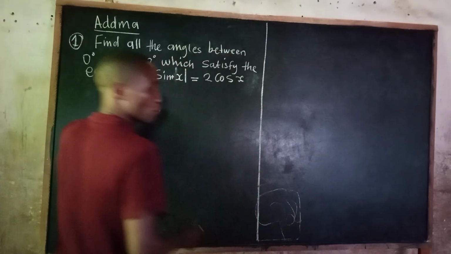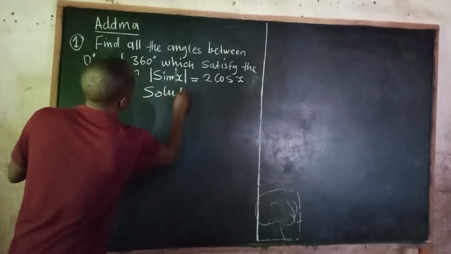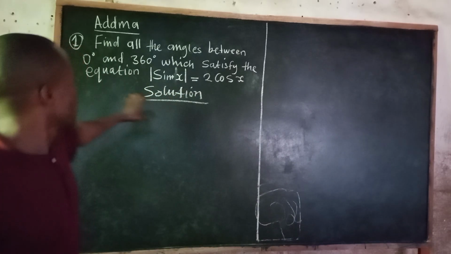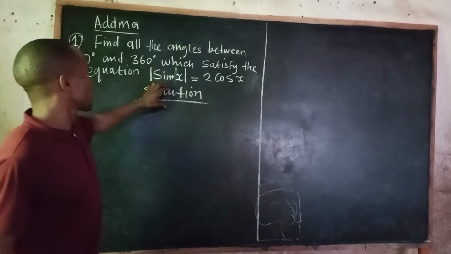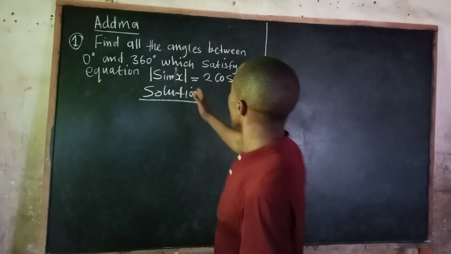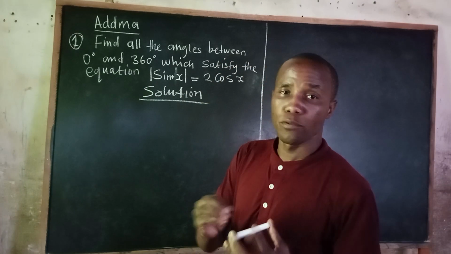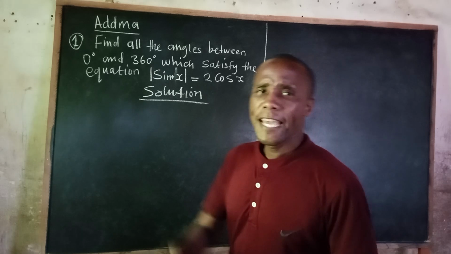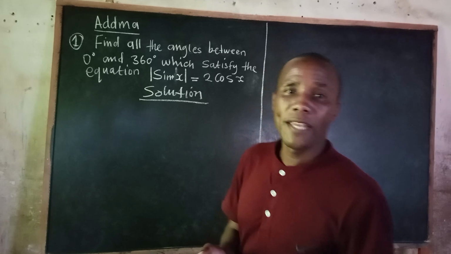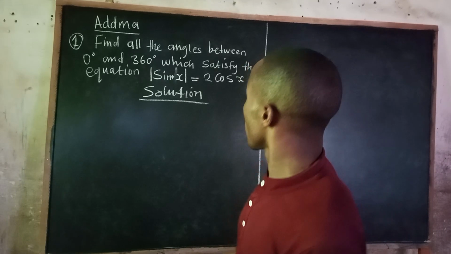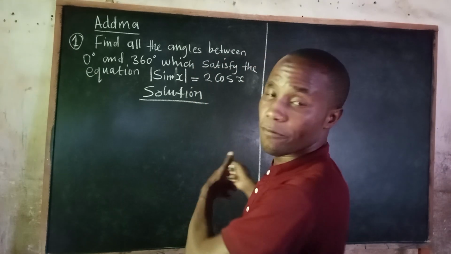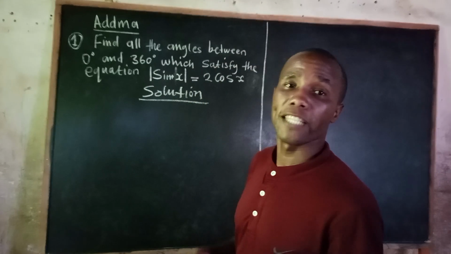Now let us go to the solution. We are going to start by identifying the sin x which is in the modulus. What does that mean? Whenever you see this, it is called a modulus or absolute value. A number inside these signs can be either negative or positive. So for us to get rid of this modulus, we have to introduce a negative and a positive, because that is what it means.